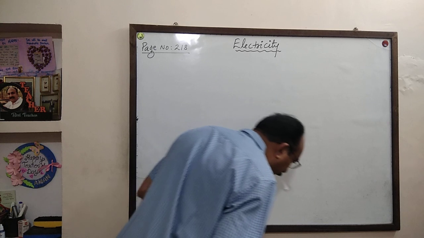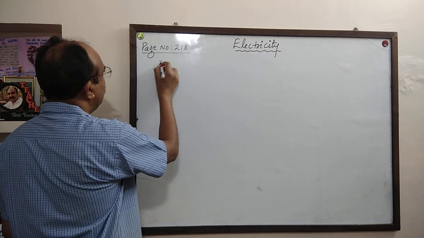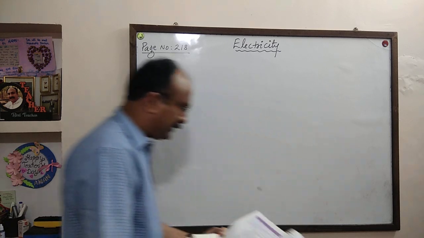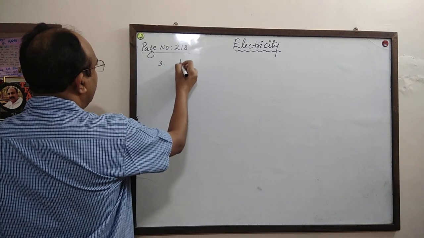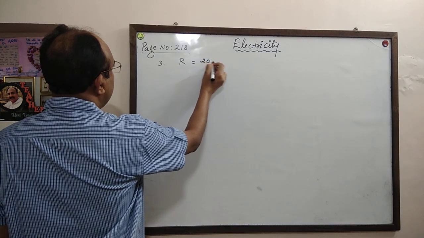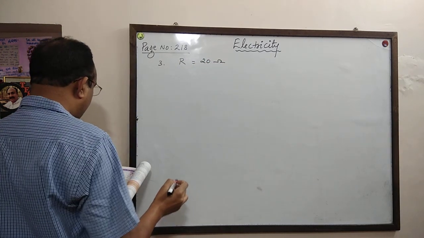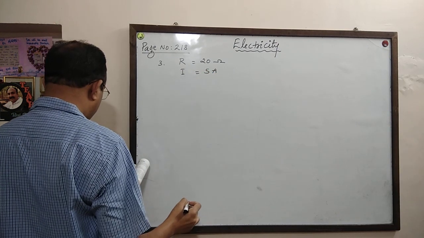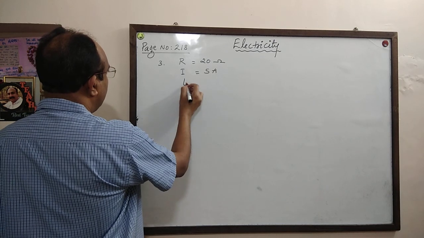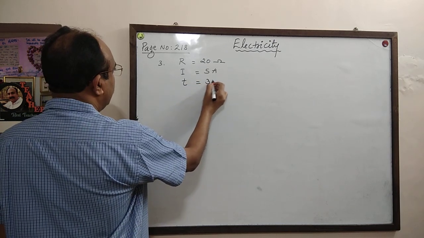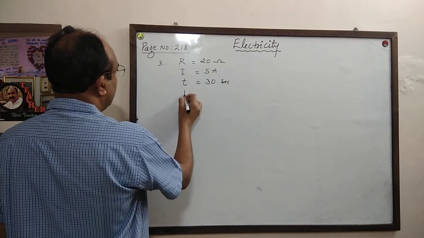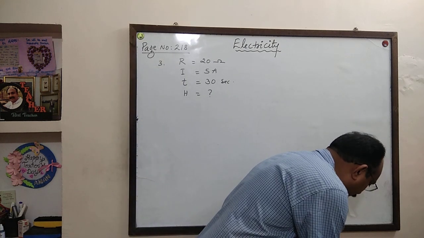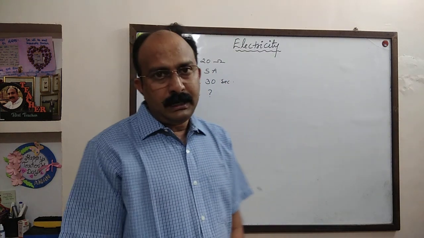Now question number 3. Question number 3 is, an electric iron of resistance 20 ohm takes a current of 5 ampere. I is equal to 5 ampere. Calculate the heat developed in 30 seconds. T is equal to 30 seconds. You are asked to find H, heat developed. Once again, another question for heat developed.